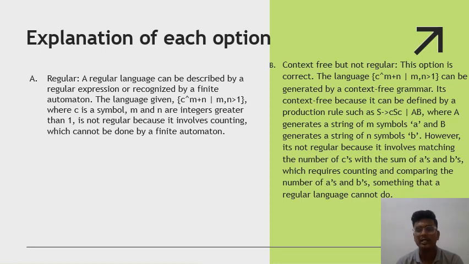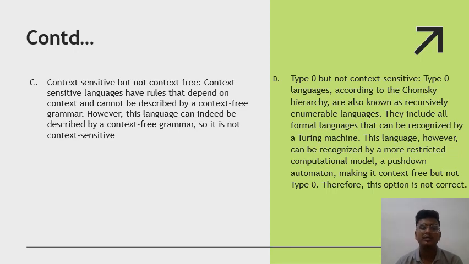It's context free because it can be defined by a production rule such as S tends to C S C union AB, where A generates a string of M symbols small a, and capital B generates N symbols small b. The third option is context sensitive but not context free. Context sensitive languages have rules that depend on context and cannot be described by a context free grammar. However, this language can indeed be described by a context free grammar, so it is not context sensitive.